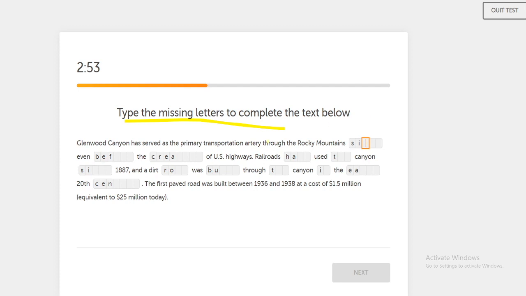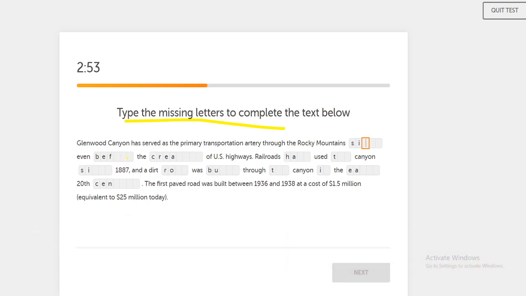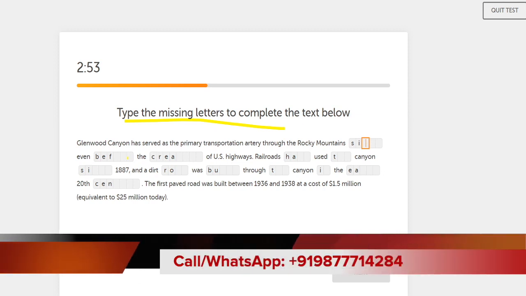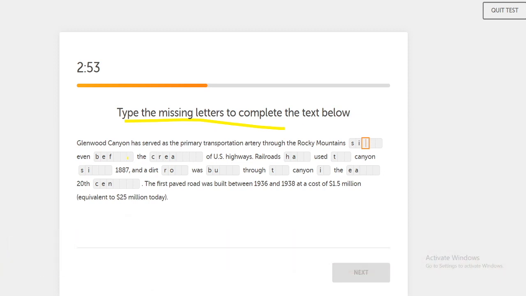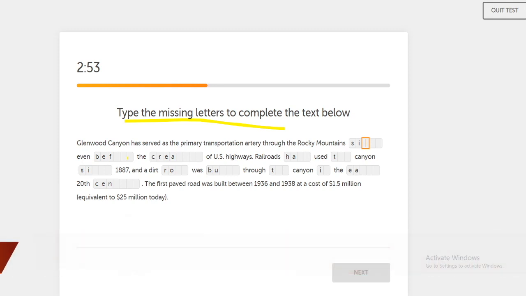Number two, sometimes it is obvious, like in this case, BEF. What would be the next three letters? I guess 99% of you can make out कि answer क्या होगा. So that is how you have to combine guesswork with grammatical accuracy and then just answer the questions.